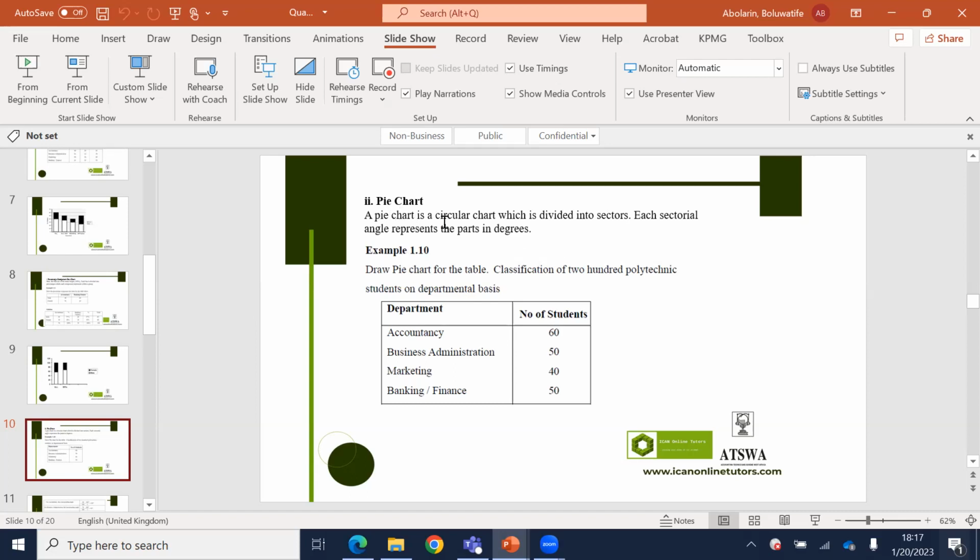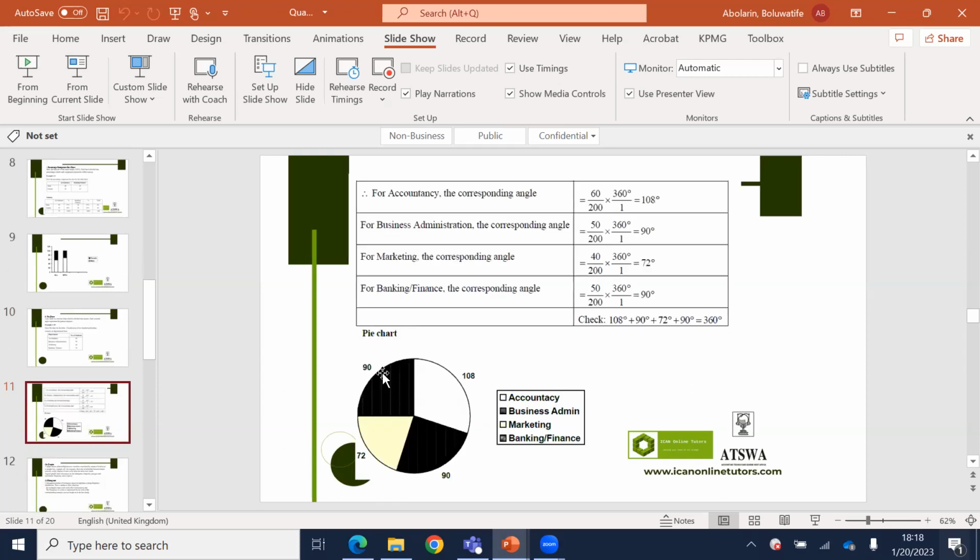It says a pie chart is a circular chart which is divided into sectors. Each sectorial angle represents the part in the grid. So this is an example. It says, draw pie chart for the table. Classify 200 polytechnic students on departmental basis. So they still gave us this information. They now ask us to structure it on a pie chart. So this is the solution.